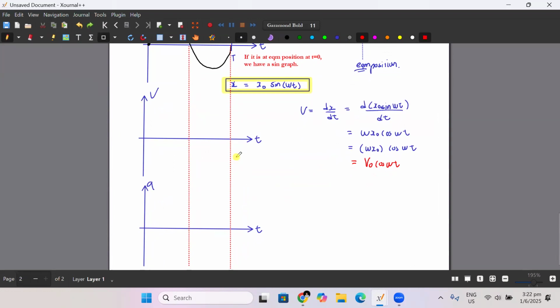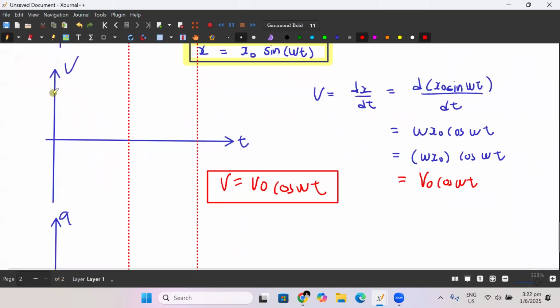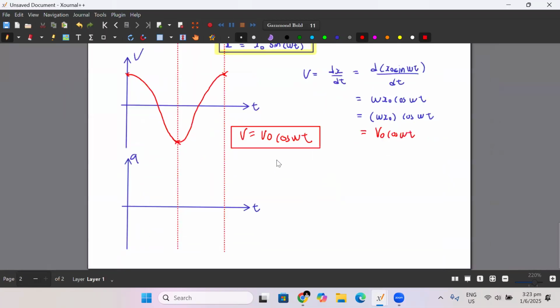Then notice v is just v naught cos omega t. So I just need to draw a cosine function. I can plot it out. It looks something like this. Okay, so once you're done with this, then wow, easy.